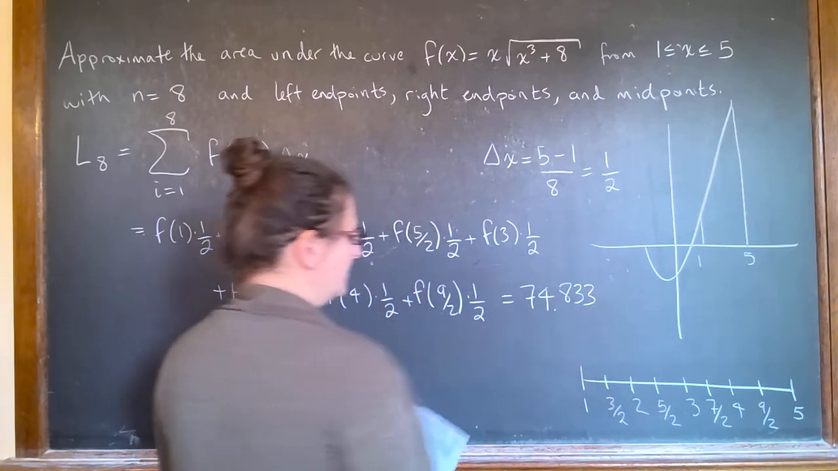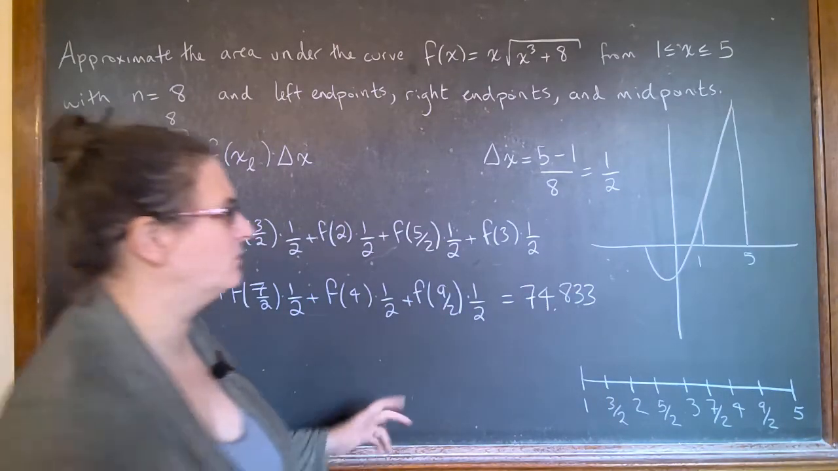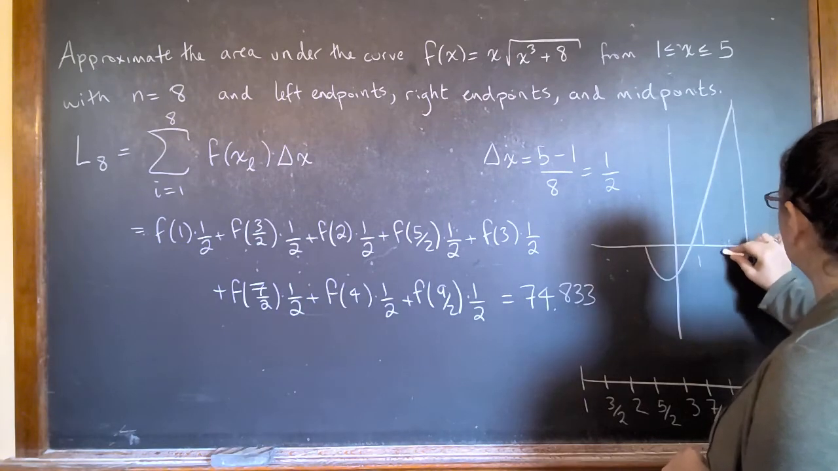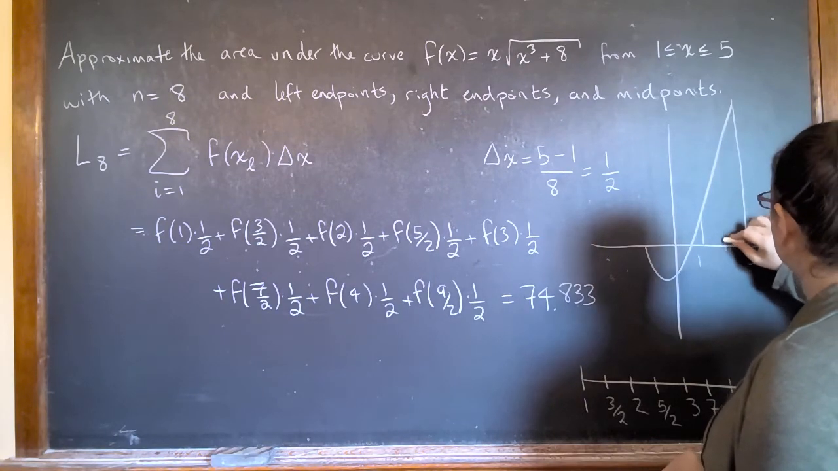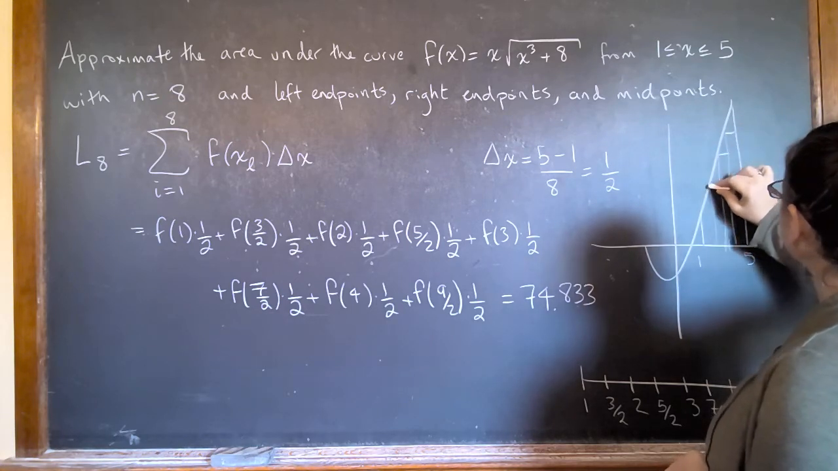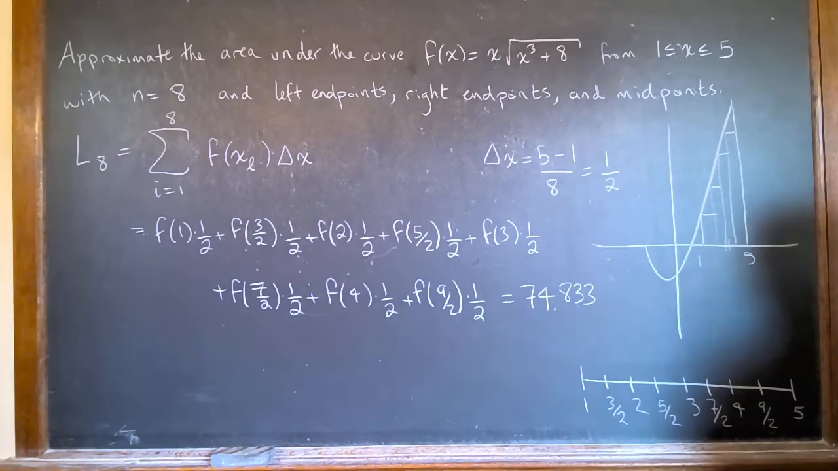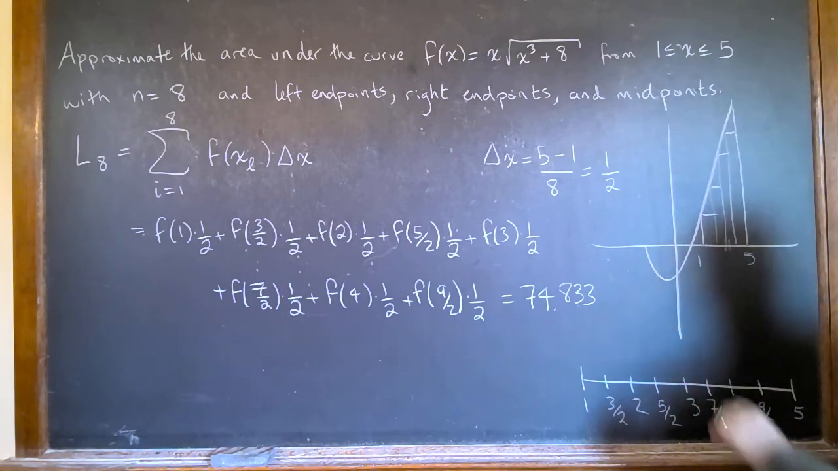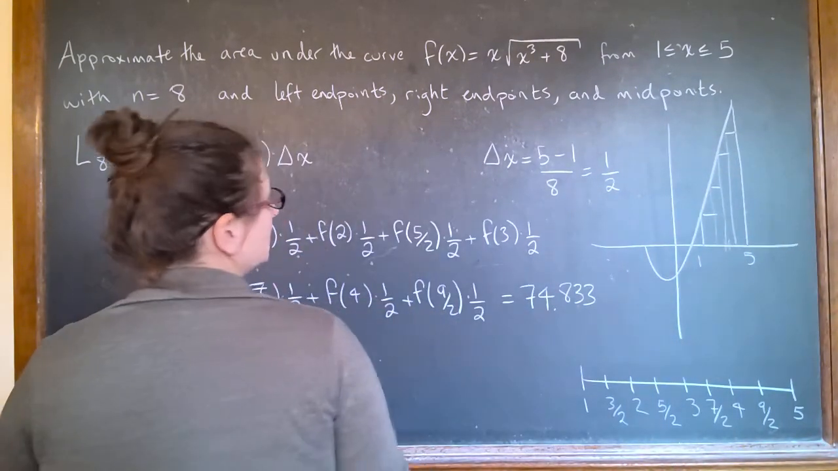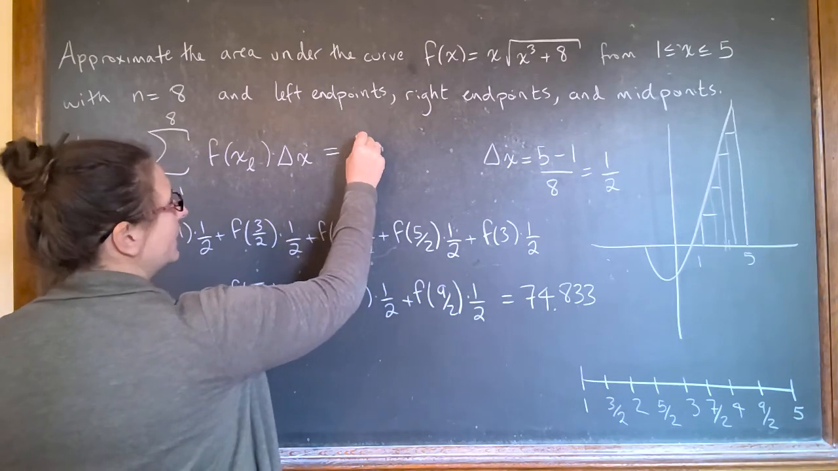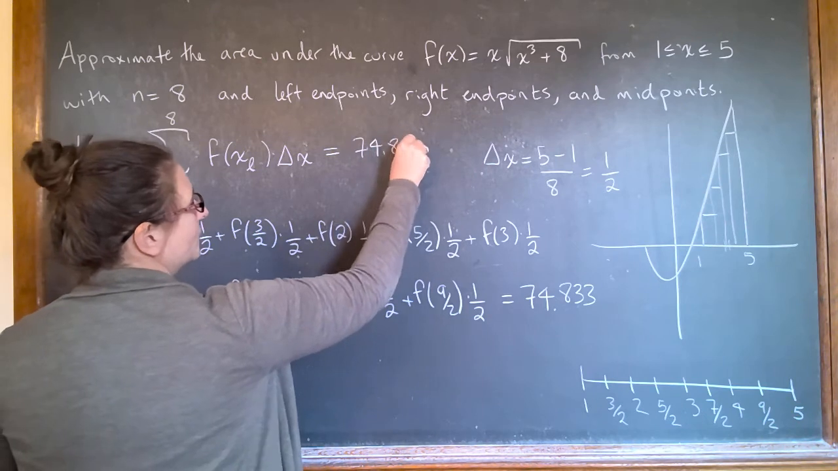74.833 is the number that we got. Now if we just look at this, I'm not going to draw 8 rectangles here because they'd be too small. Even 4 rectangles is pushing my drawing ability, but you can see the left endpoint is going to be an underestimate. Because this function is increasing, my left endpoint is going to be the smallest possible. So for my left endpoint, my number is 74.833.